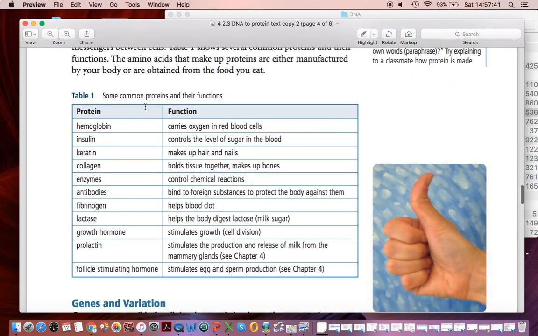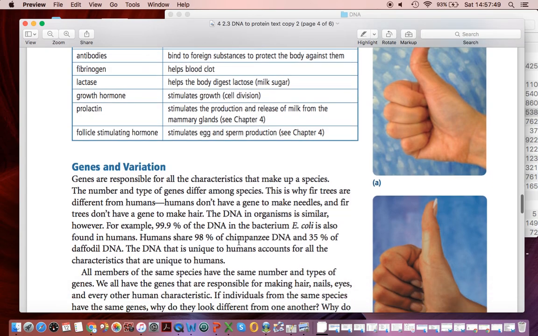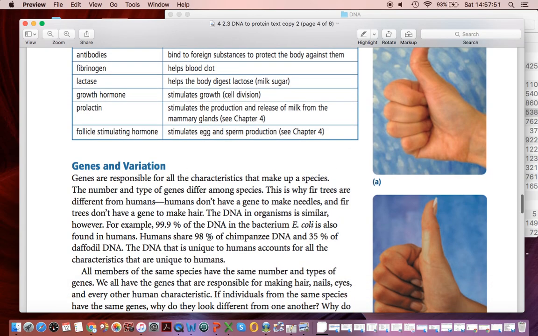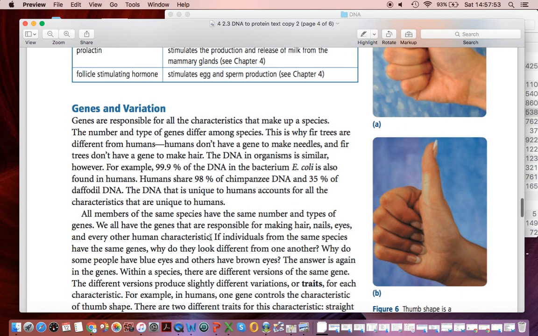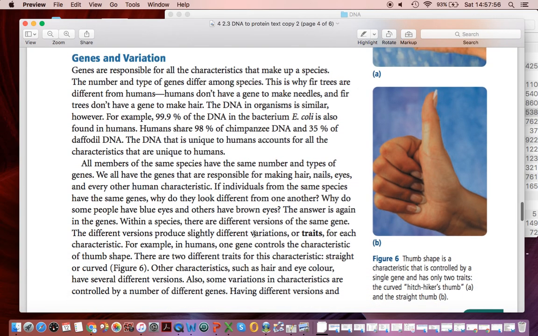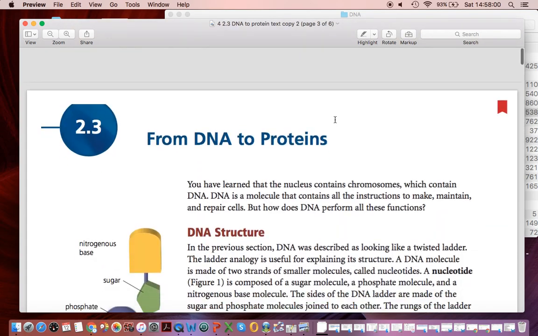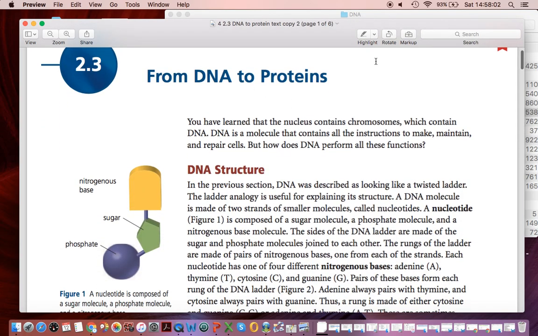An important thing to read in there are some examples of proteins and what their functions are. So this is a chart that is worth looking at and remembering. It gets into talking about genes and variation. We're not too worried about that at this point because that'll be our next section when we look at traits and genetics. But section 2.3, From DNA to Proteins, is a very useful resource to read as we go through this section.